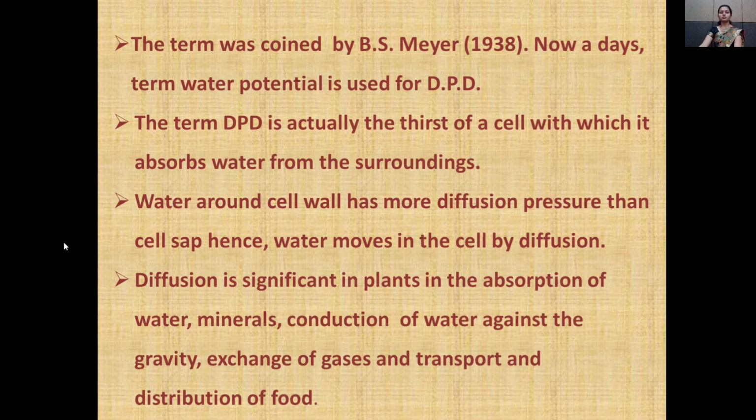Diffusion is significant in plants in the absorption of water and minerals, conduction of water against gravity, exchange of gases, and transport and distribution of food.